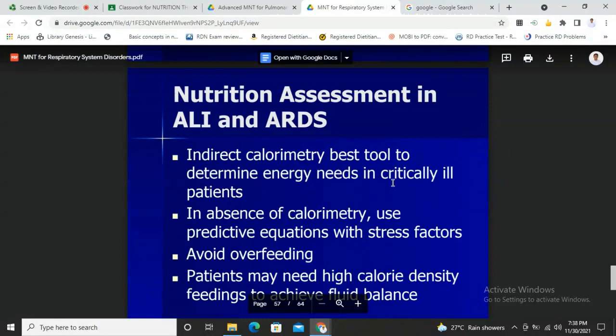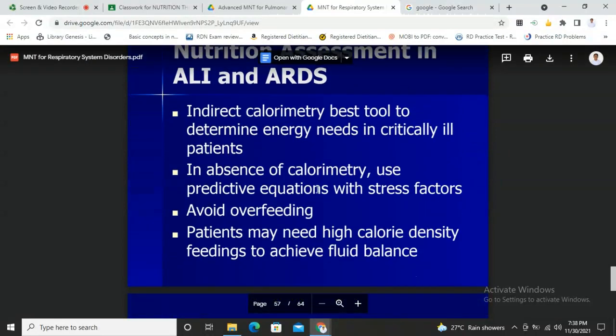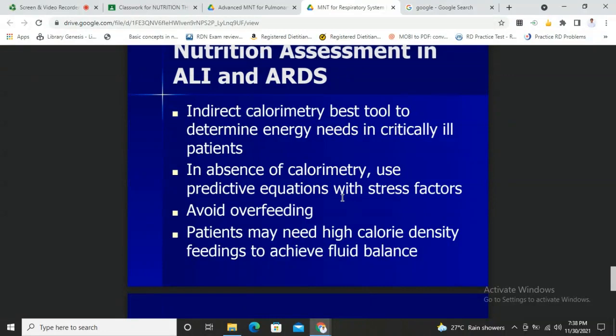Indirect calorimetry is the best tool to determine energy needs in critically ill patients. So, in absence of calorimetry, use predictive equations. So, again, PENU. Dili kanang Harris Benedict nor Mifflin St. John. So, specifically for lung injuries, for respiratory issues, ang pinaka-the best nga predictive based equation is PENU.